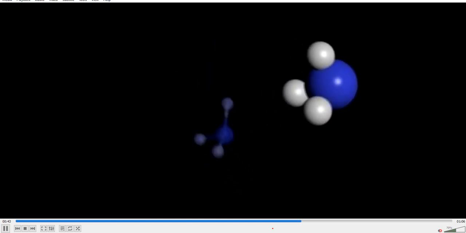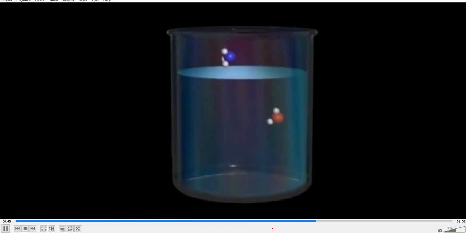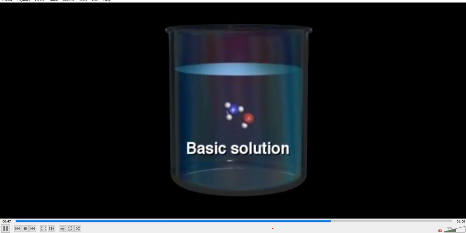Ammonia and other molecules like hydrogen fluoride are also known as weak electrolytes. Notice how they take a hydrogen and then give it right back. So that's a weak base, aka a weak electrolyte.